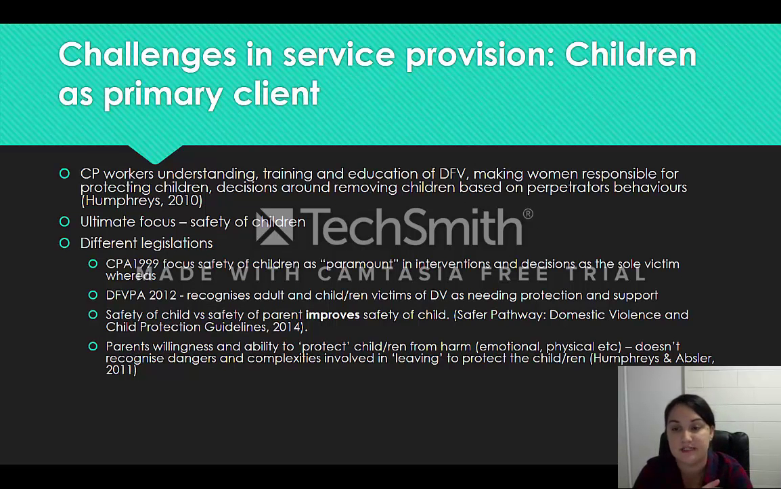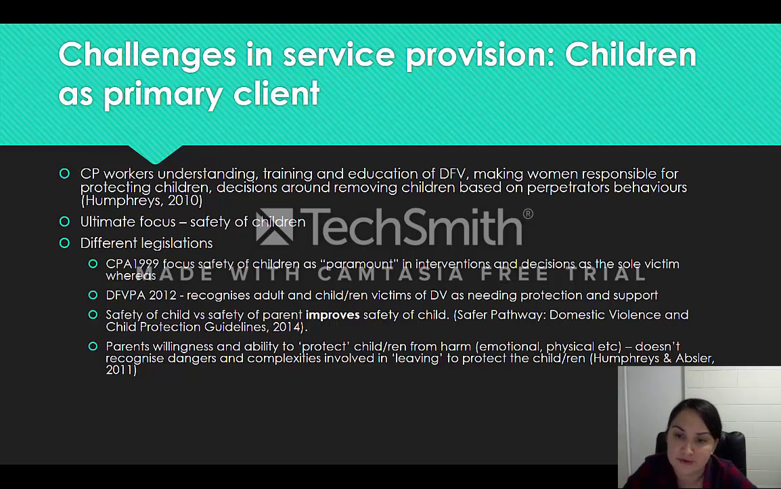As we have experienced as workers in the field, difficulties can arise due to differences in workers' understanding of domestic violence, the complexities of domestic violence, and the impact it can have on children long term. As outlined by Humphreys in a 2010 study, child protection workers not having adequate understanding of the complexities often results in women being seen as responsible for the protection of the children, either by leaving the home with them or by stopping the violence in some way.